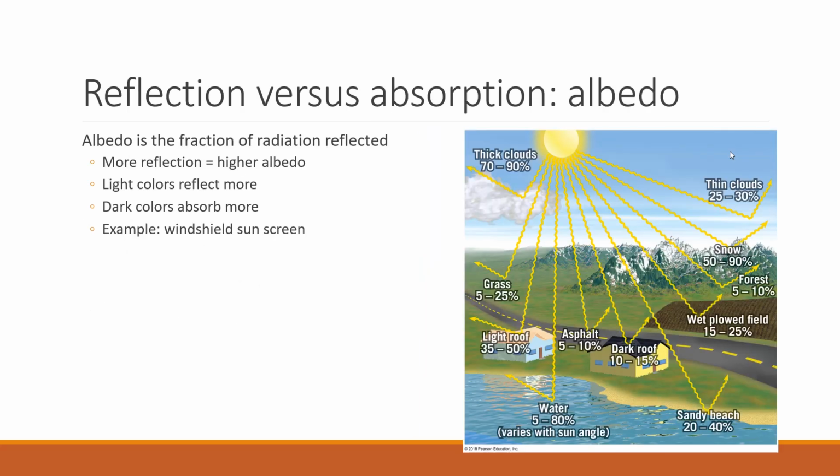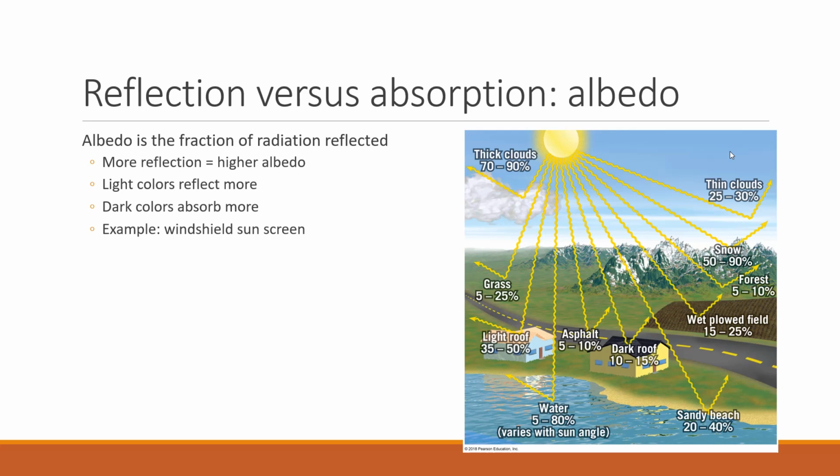Albedo is going to be the difference or the proportion that's reflected versus absorbed. So more reflection is a higher albedo, so light colors will reflect more. So this graphic is showing us the different types of albedos. Water can actually reflect a lot of light depending on the angle it's hitting. Snow has very high reflective properties.